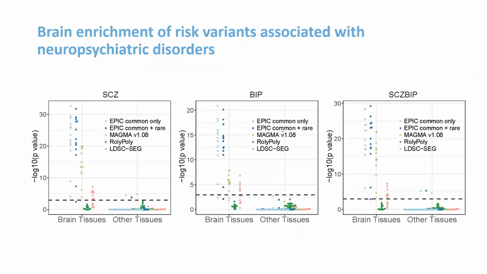Okay, so here is some additional evidence. So in addition to schizophrenia, we also look at bipolar disorders as well as SCGBIP. Again, we feel that the method retains higher statistical power, but also controls for false positives.